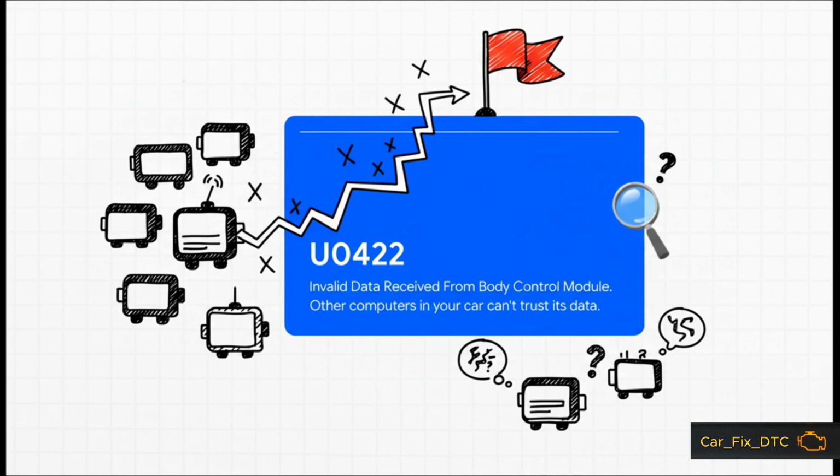Well, think of your car as having a team of little computer managers. There's one manager in charge of all the body electronics. We're talking power windows, locks, lights, that kind of stuff. And it's sending out memos, but the other managers can't understand them. They're seeing the data as junk, it's unreliable, so they raise a red flag. And in your car's world, that red flag is the U0422 code.